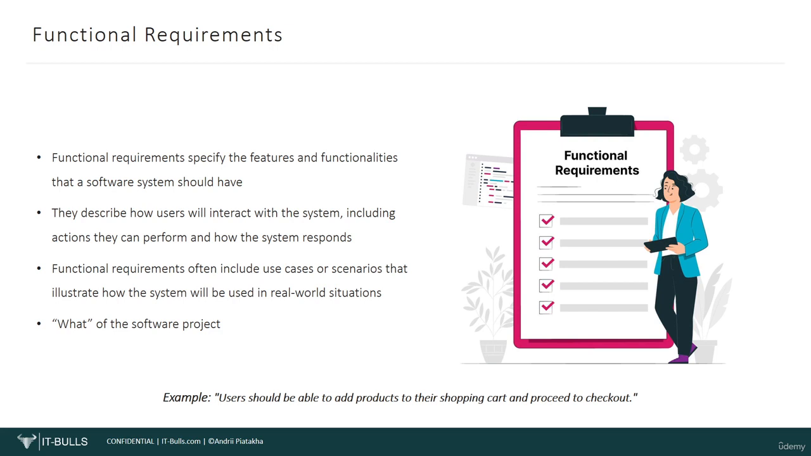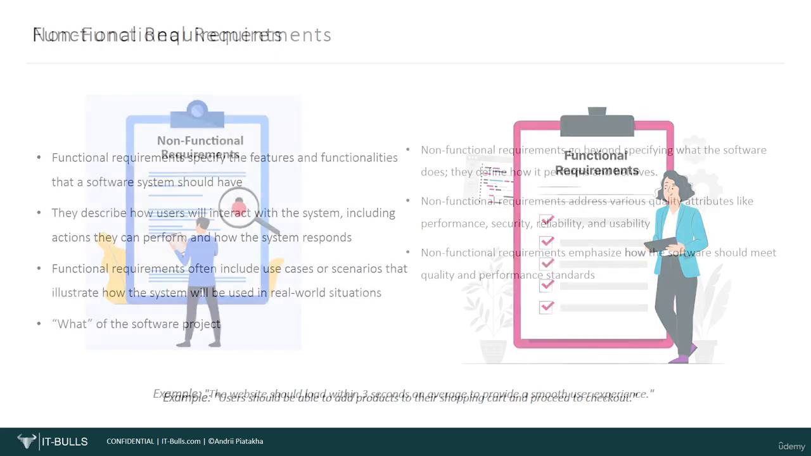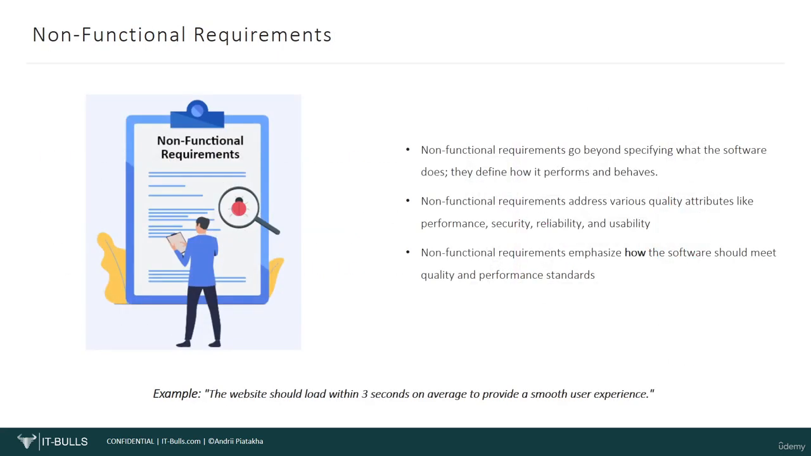Example of a functional requirement for an e-commerce website: users should be able to add products to their shopping cart and proceed to checkout. This is an example of a functional requirement. Non-functional requirements are characteristics or qualities that the software must possess beyond its specific functionalities.